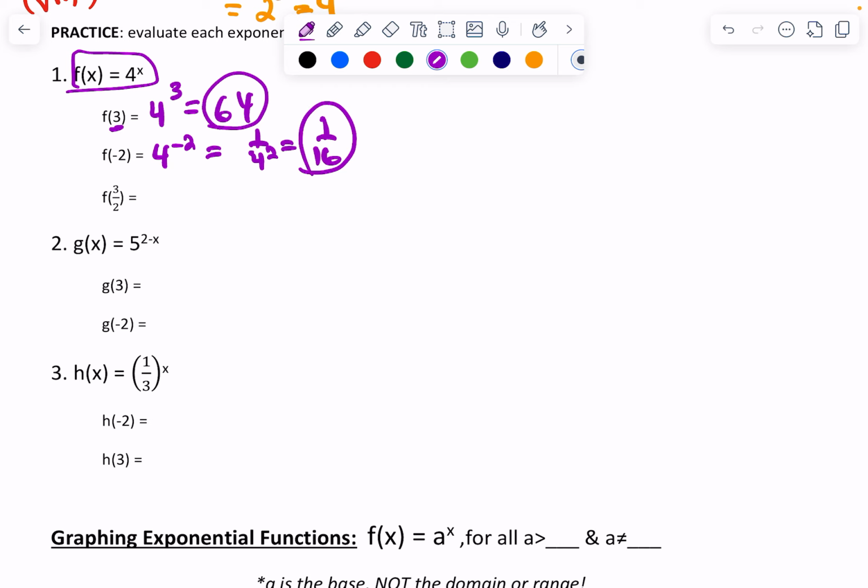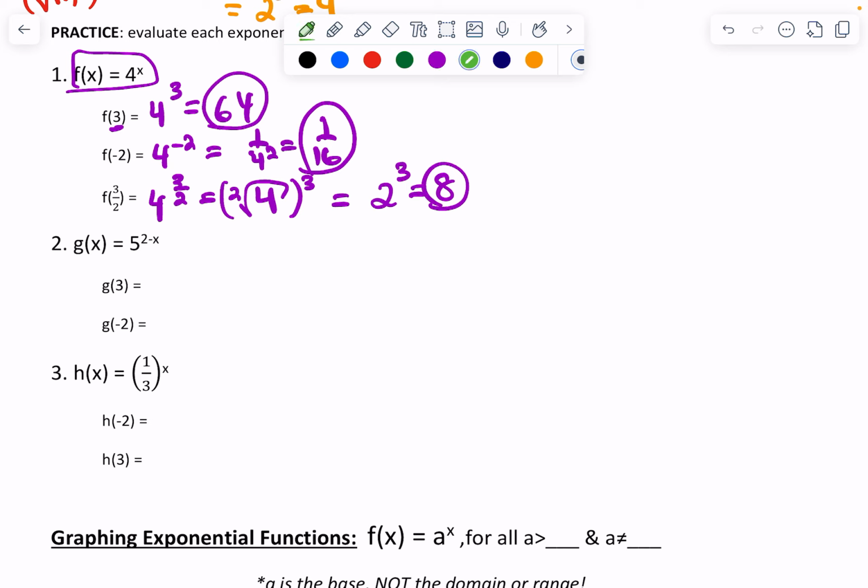Next one is 4 to the power of 3 over 2. Again, the 2 is the root, the index, and the numerator is the exponent. So the square root of 4 is 2, cubed, which is 8.